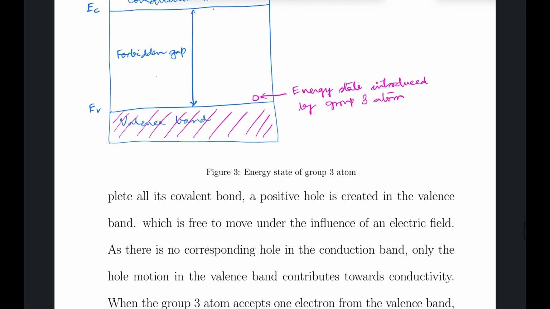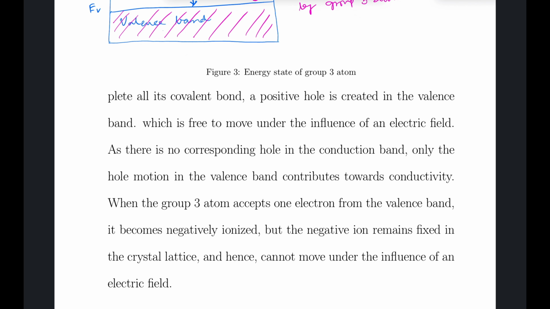As there is no corresponding hole in the conduction band, only the hole motion in the valence band contributes towards conductivity. When the group 3 atom accepts one electron from the valence band, it becomes negatively ionized, but the negative ion remains fixed in the crystal lattice and hence cannot move under the influence of an electric field.